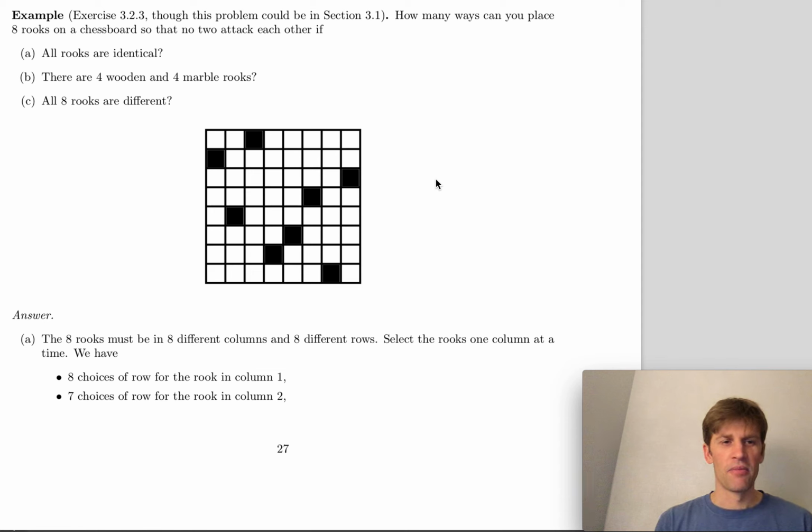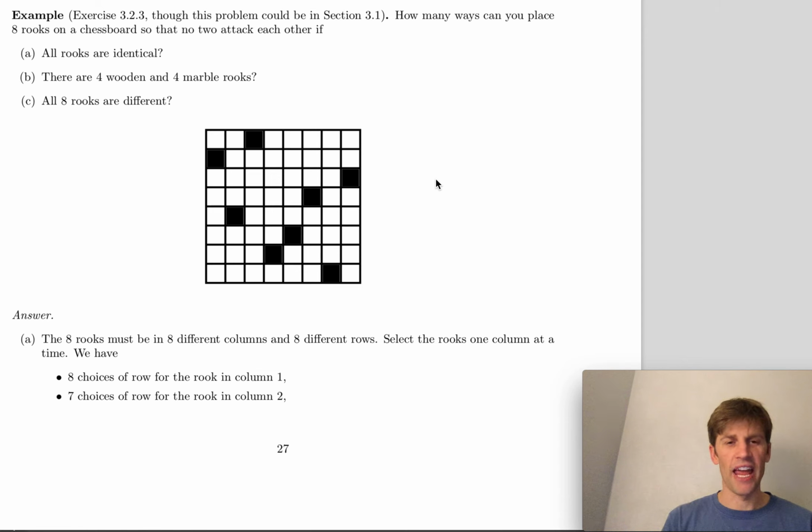All right. Part B now asks, what if we have 4 rooks made of wood and 4 rooks made of marble? How many ways can we now place our rooks on the chessboard, given that we have 2 different types of material? So we're going to split this into 2 decisions. First, we need to decide which squares the rooks go on. Then we need to decide which 4 of the 8 rooks are wooden. The other 4 will be marble.